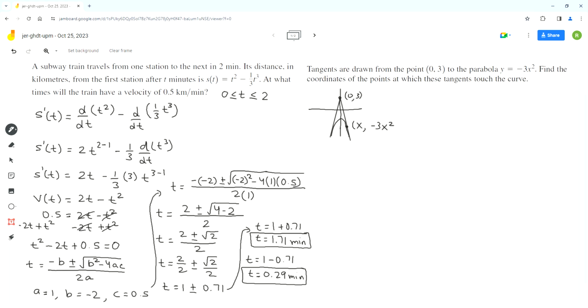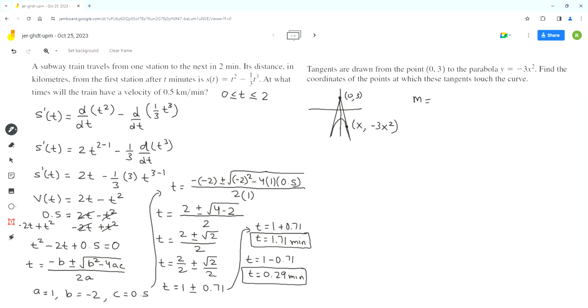So this is a very important step you need to understand and memorize. Now we have to find the coordinates of the points at which these tangents touch the curve. The first thing we'll do here is to find the derivative of the given equation of the parabola to find the expression for the slope of the tangent. So for that we'll have to do the derivative of this function.